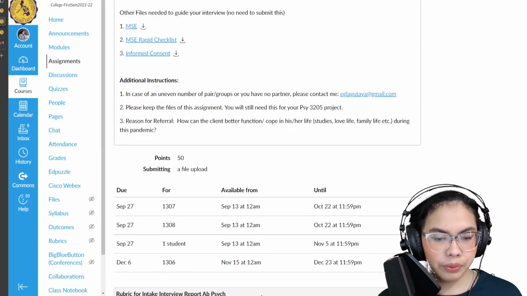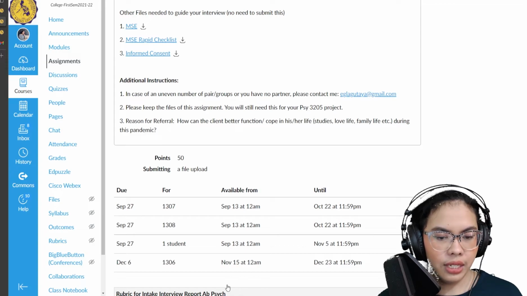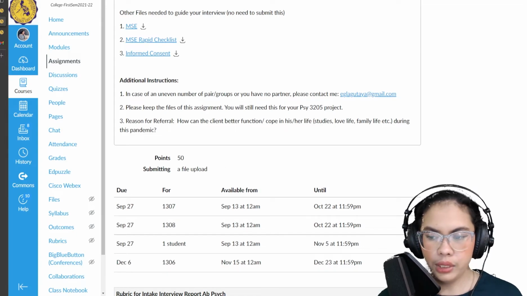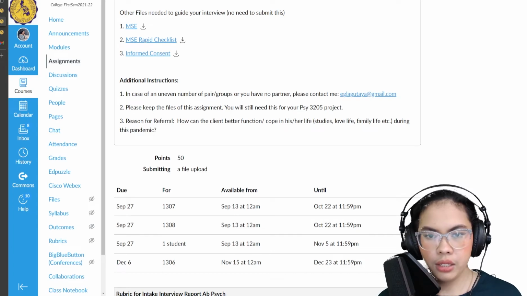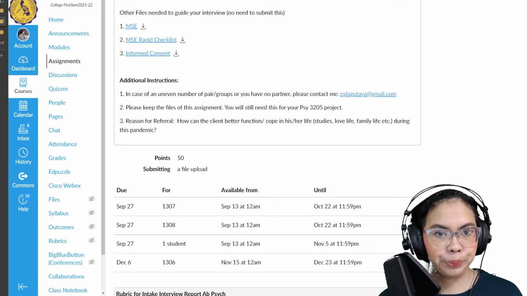Okay, so I will show you our intake interview form. The intake interview form or guide, okay, I will just share my screen. Okay, can you see it, class? Is it visible? Yes, ma'am. Okay, so is the document at least visible? Wait a moment.